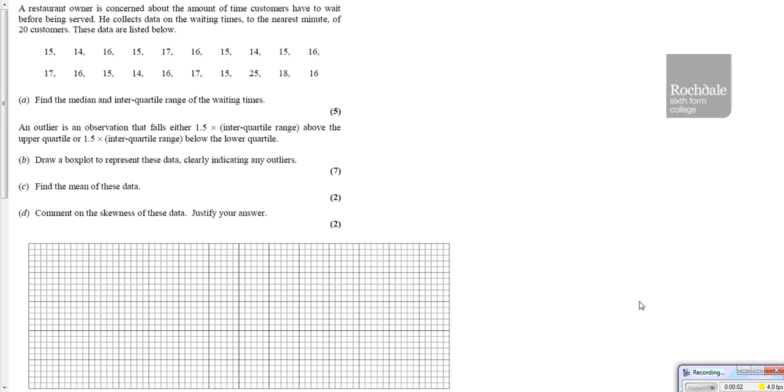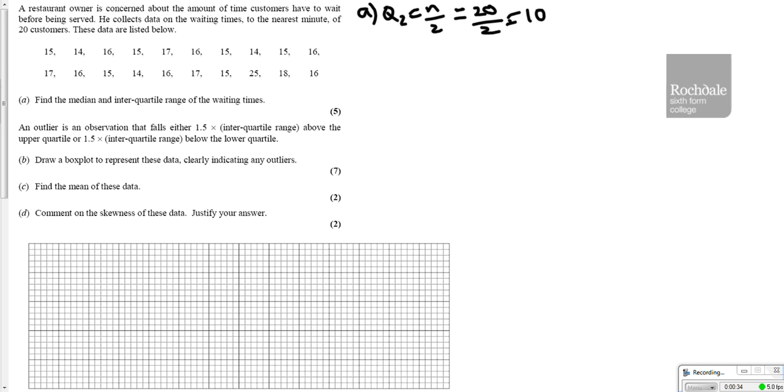Representing data, example 10. In this question, we're talking about a restaurant owner who's analysing the waiting times of the customers in his restaurant. He's done this for 20 customers, rounded to the nearest minute. The first part is to find the median and the interquartile range of the waiting times. So, usual approach, work out n over 2. There are 20, so it's 20 over 2, which is 10.